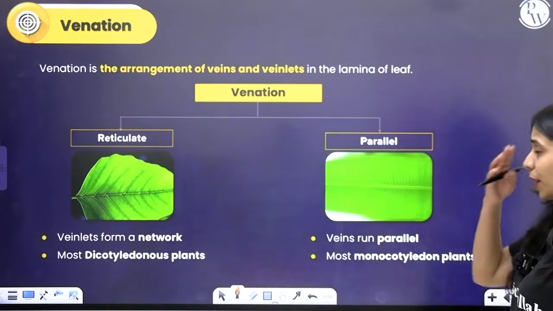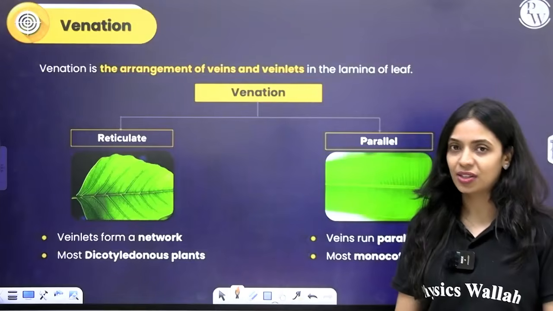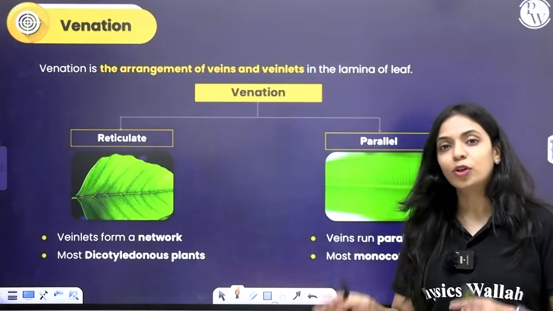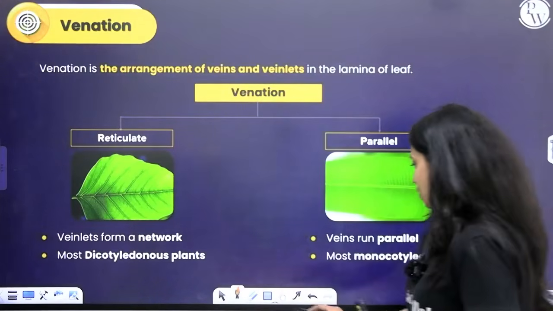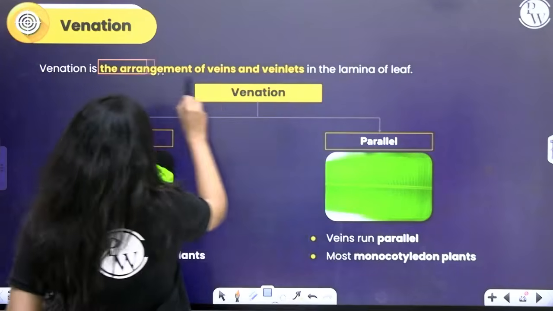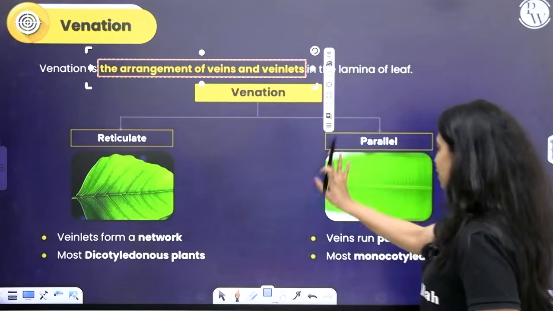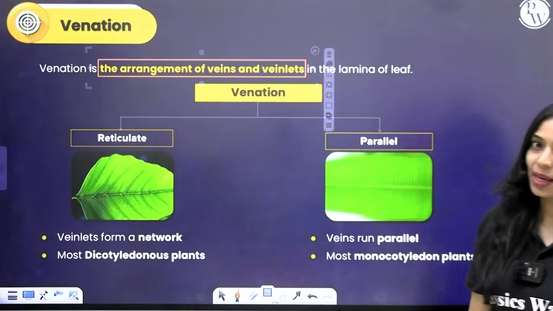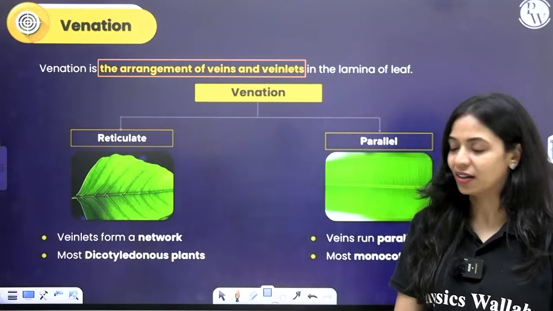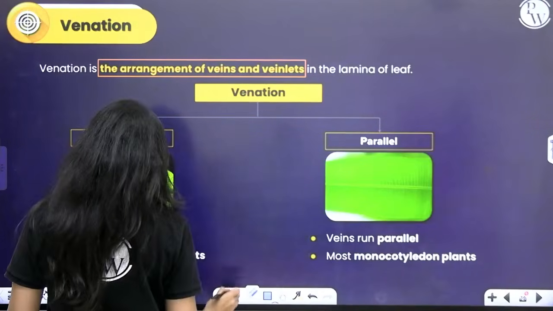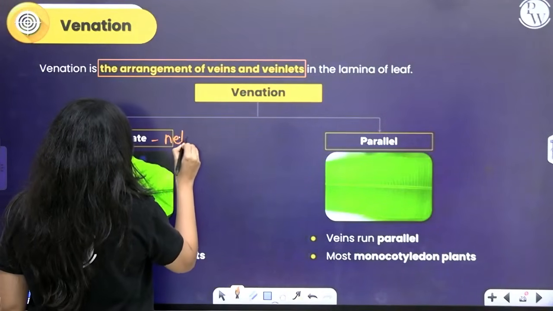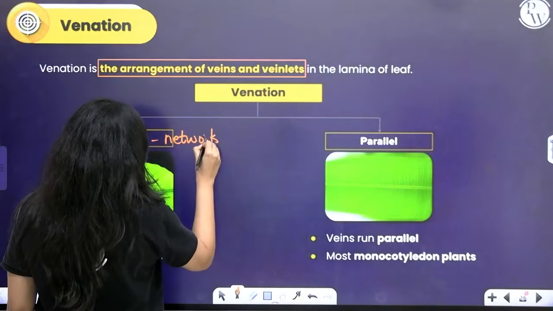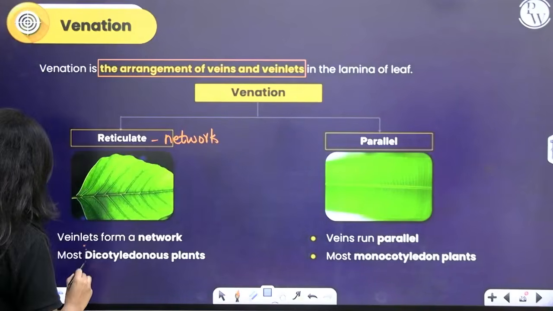We are going to learn about the difference in how veins are arranged in leaves. The arrangement of veins on leaves is called venation. It is the arrangement of veins and veinlets in the leaf lamina. You have two basic types. One is reticulate and one is parallel. Reticulum means network. You see reticulate type of venation in dicotyledonous plants.